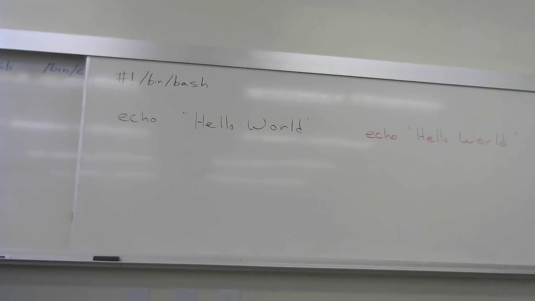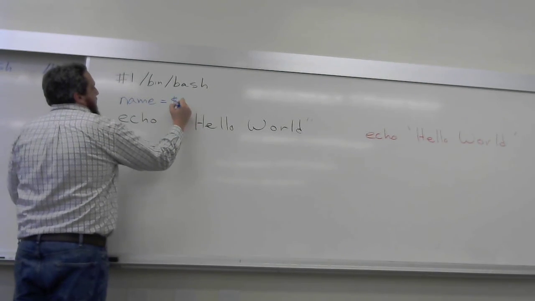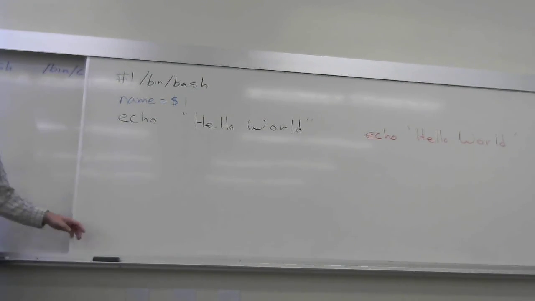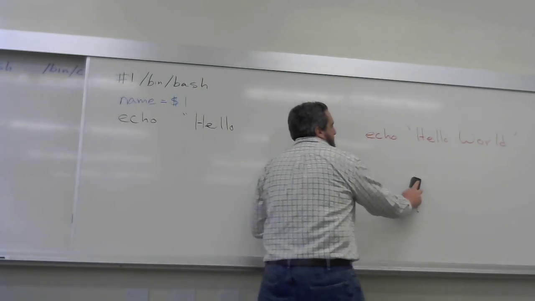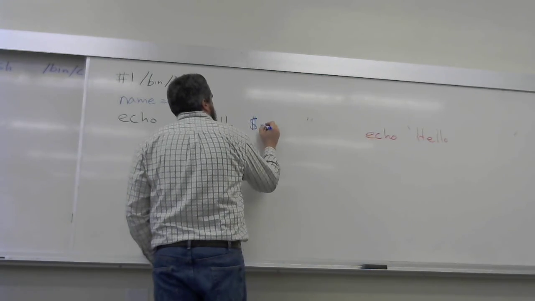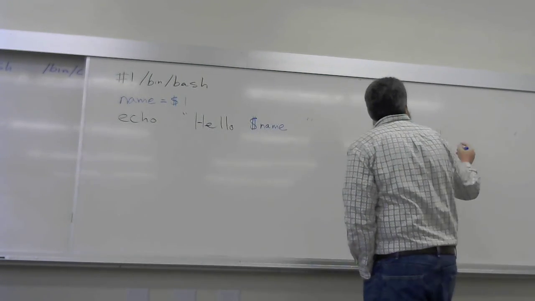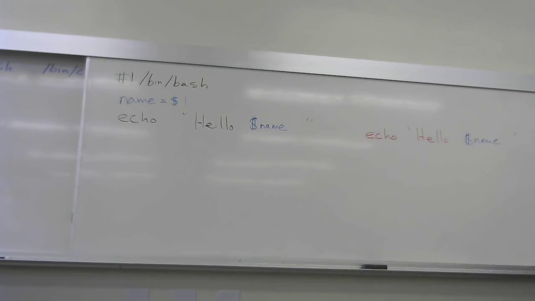Let's suppose now that we have this name equals $1 in here. How do I change this echo hello world to say hello name instead of whatever the user's name was? I use $name, and where would I put it? Right after the hello. So instead of that world, we now have the $name inside there.